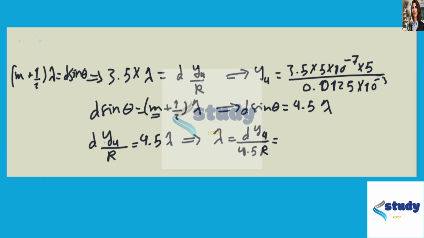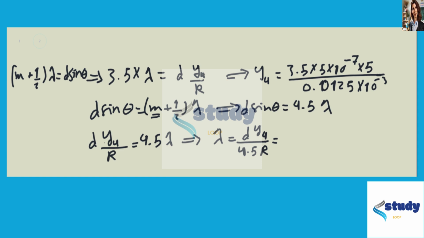Then we can get y4 on one side, and it will be 3.5 times lambda, which is 5 times 10 power minus 7, times r, which is 5, over d, which is this. And I multiply by 10 power minus 3 so that it will be in meters.